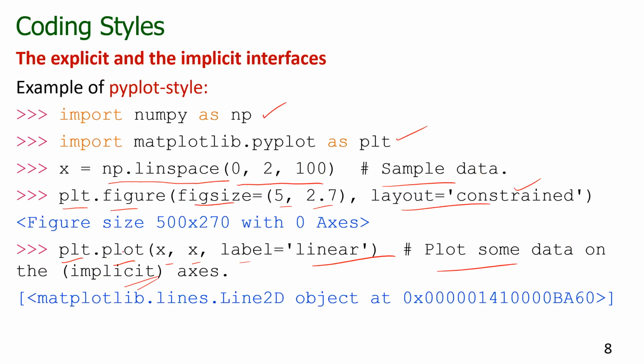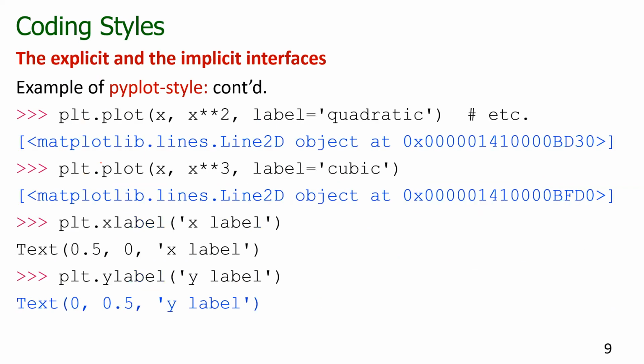So this is implicit. Here you can see we are directly taking plot dot, with that object directly. Plot dot plot of x, this is linear. Then again you are implicitly plotting, plot dot plot of x comma x power 2, here quadratic data. Then cubic data, again using plot dot plot x comma x power 3, label equal to cubic. Then you are setting the x label, plot dot x label, then y label, plot dot y label. Everything here you can see is using plot itself. Implicitly this can be done using pyplot.